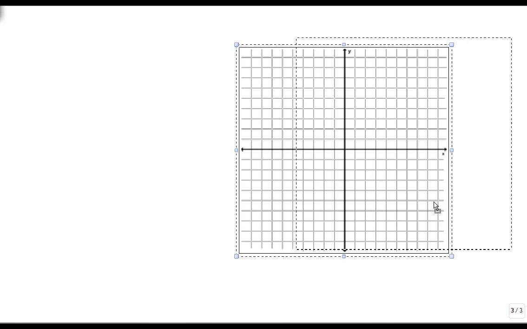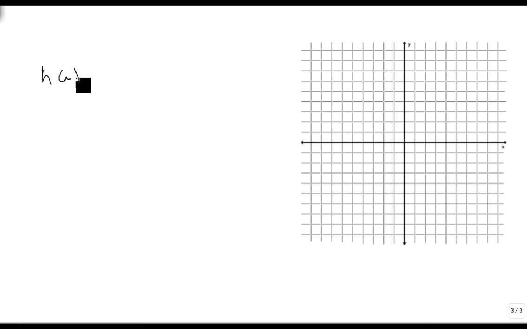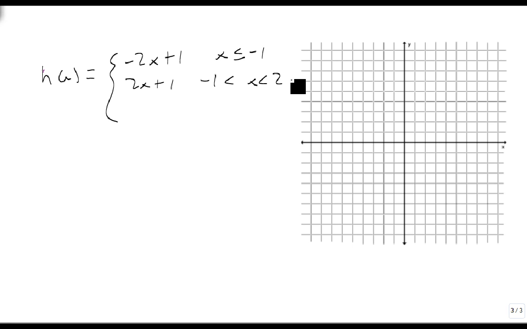Let's look at one final example just to help show you what happens if we have more than two rules. So h of x will be equal to minus 2x plus 1 for x less than minus 1, 2x plus 1 for minus 1 less than or equal to x less than 2, and it's equal to x plus 2 if x is greater than or equal to 2. So again, we come through and we mark our boundaries. We have one at minus 1, and we have one at 2. And these are all linear, making it real easy to graph. We have a minus 2x plus 1, we have 2x plus 1, and we have x plus 2.